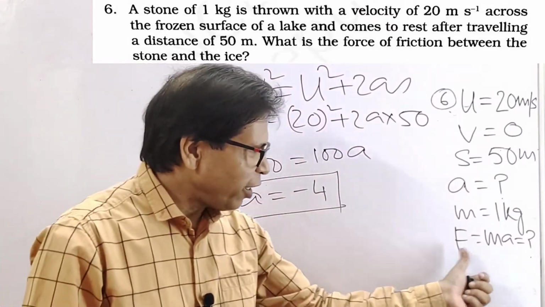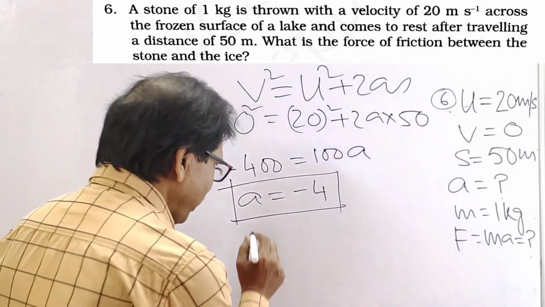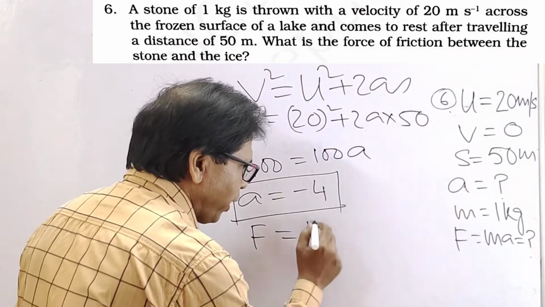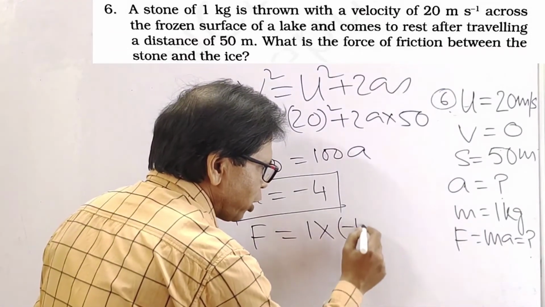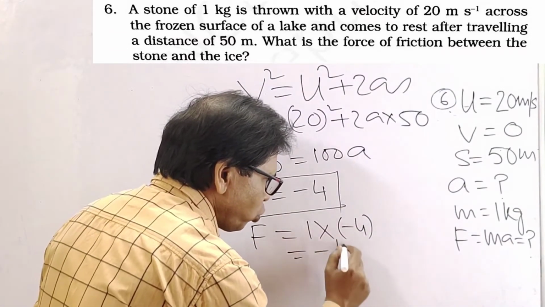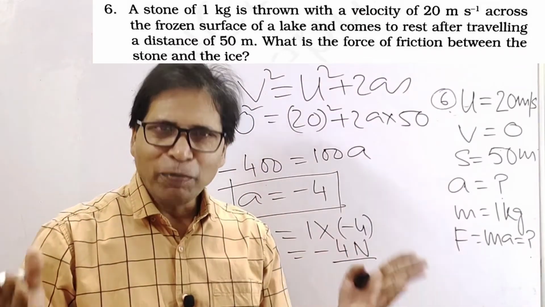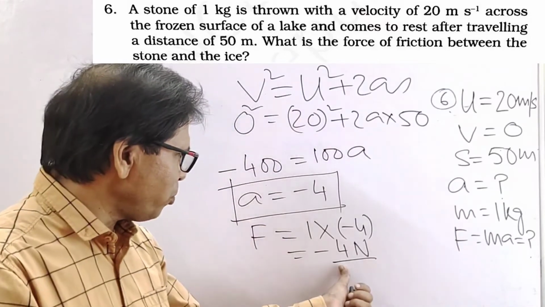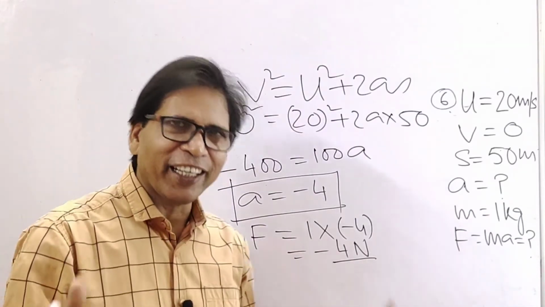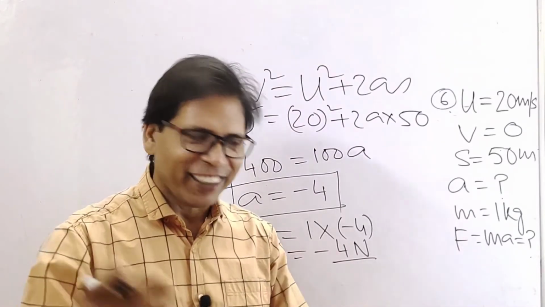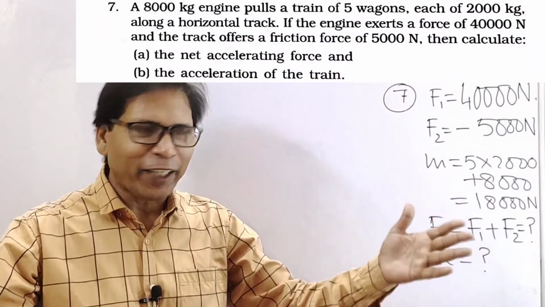Now force acting, mass into acceleration. Look at this, here m is 1 kg and a is minus 4. So look at this, here the force of friction is minus 4 Newton. As the force of friction is the retarding force, that is why it is negative. Understood?